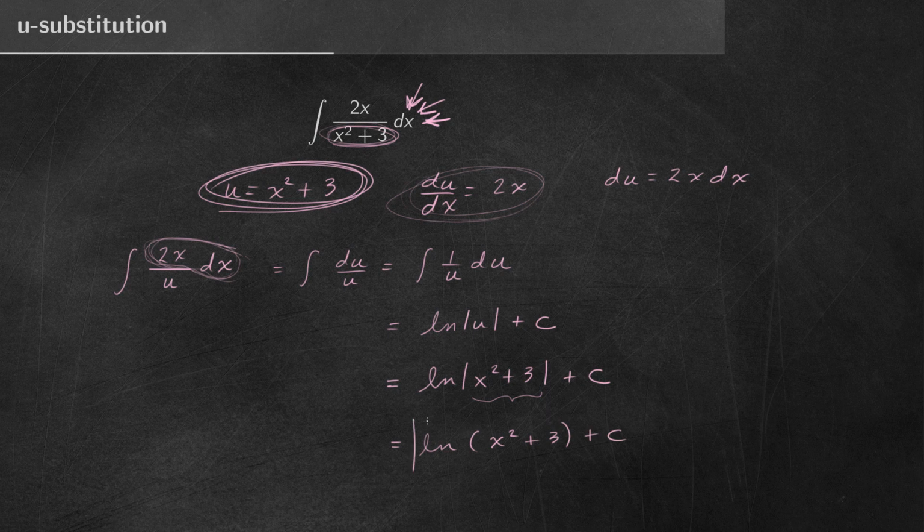Or you could leave the absolute value in there. The absolute value does not make it wrong. So ln of x squared plus 3 plus c.